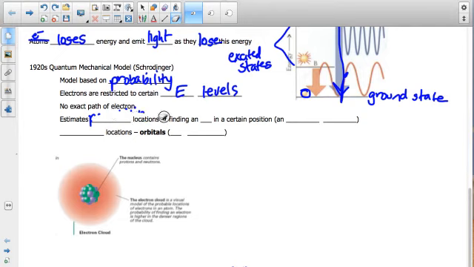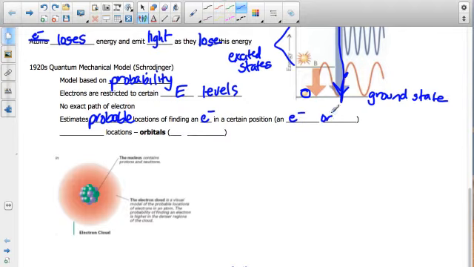The quantum mechanical model estimates the probability, or the likelihood, or the chance. I should say the probable locations. So it estimates the probable locations of finding an electron in a certain position. This would be referred to as an electron orbital. And that's the orbitals that we talked about today. And again, these are probable locations. They're the orbitals or the energy sublevels.